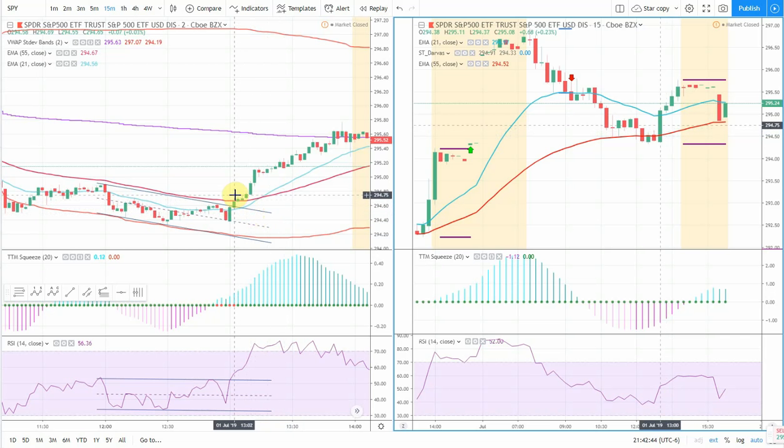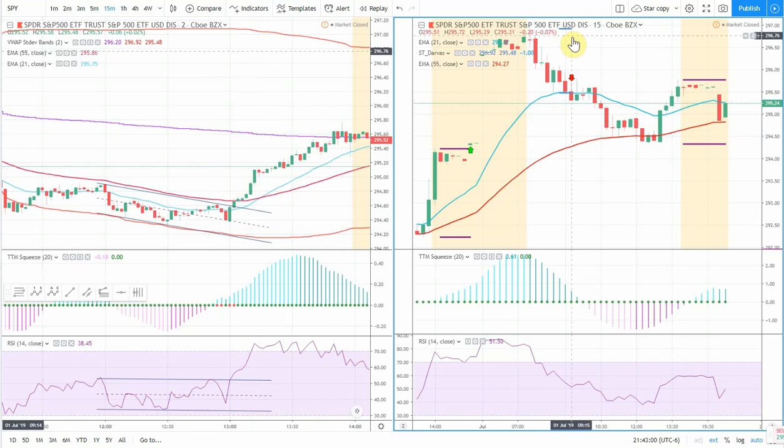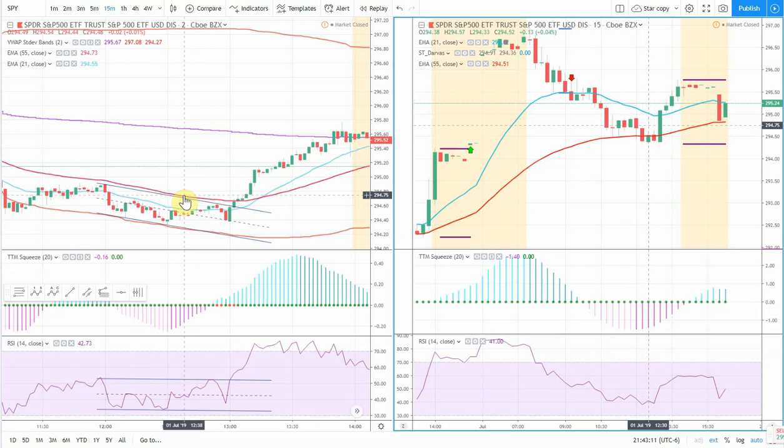So here you can see that once we broke above this area, we would have been in the trade and just riding it out until near the close. You can see that we were below VWAP, so we were downtrending most of the day as we opened, gapped up higher, and then just traded off during the rest of the day. And then there was basically short covering into the close.